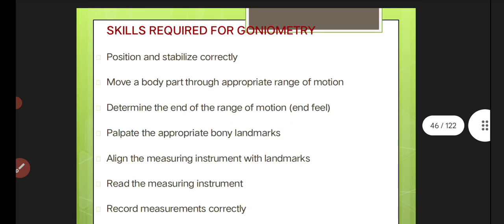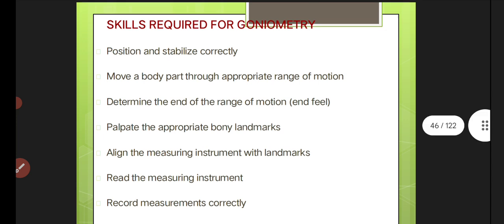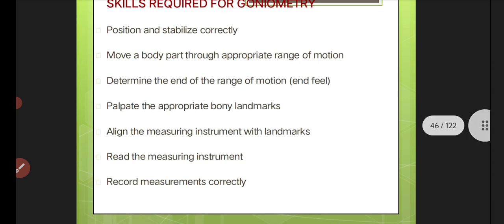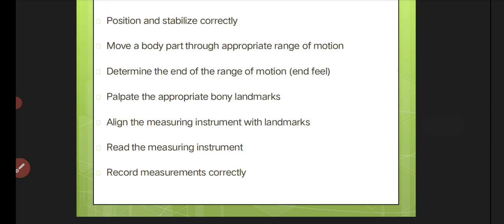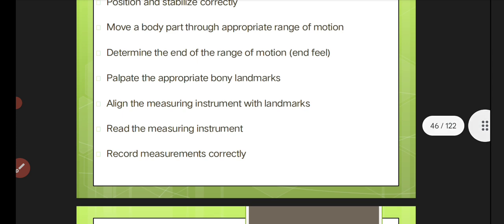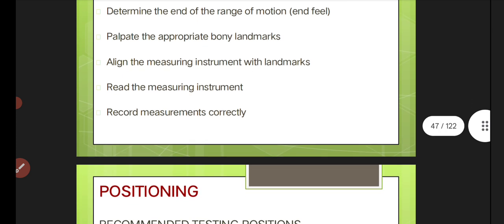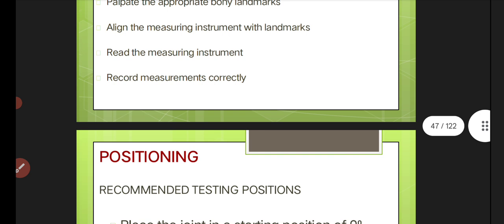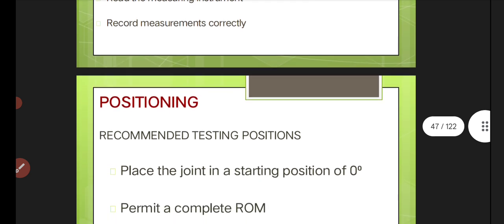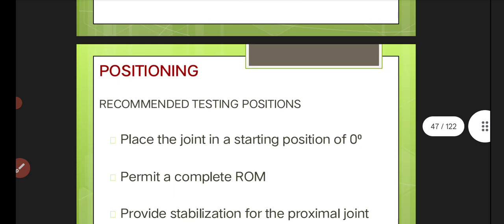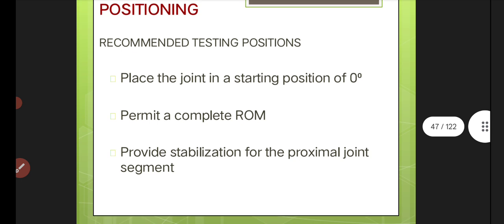Next one is the skills required for goniometry. Position and stabilize correctly, move a body part through the appropriate range of motion, determine the end range of motion or end feel, palpate the appropriate bony landmark, align the measurement instrument with the landmark, read the measuring instrument, and record the measurement correctly. Next one is the positioning.